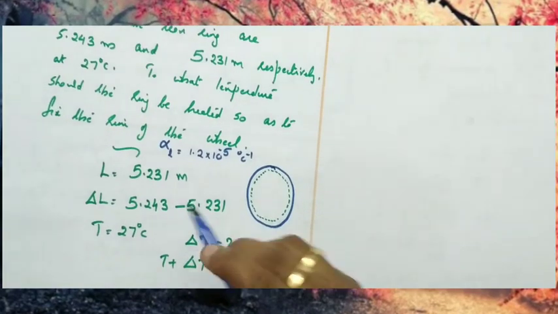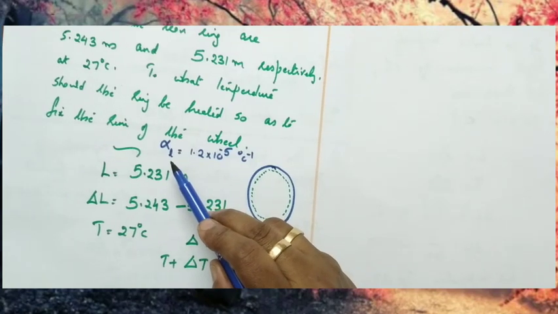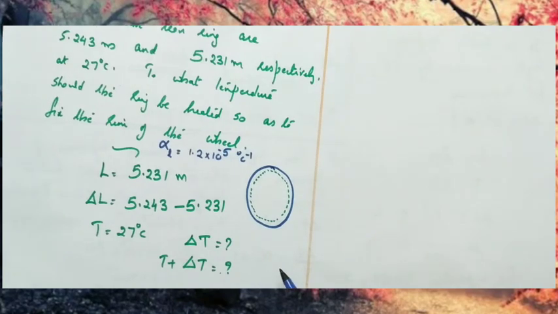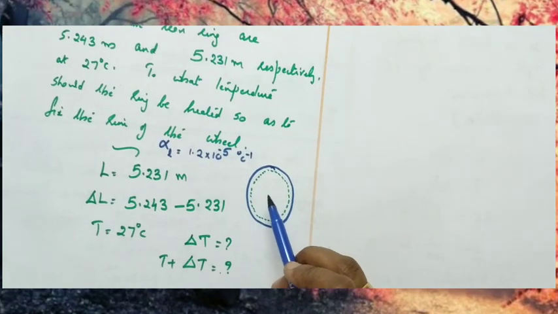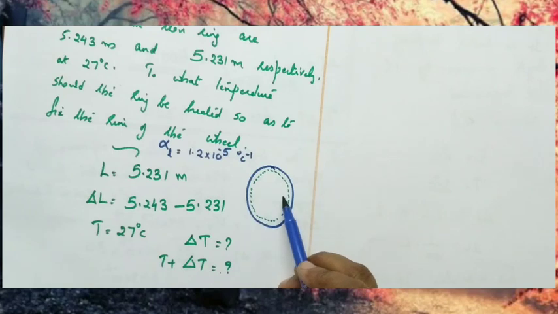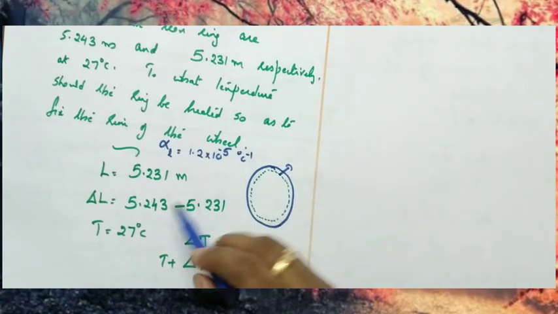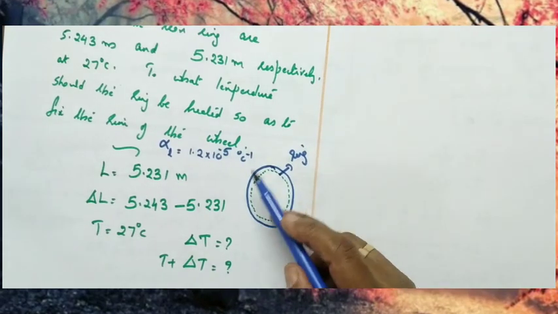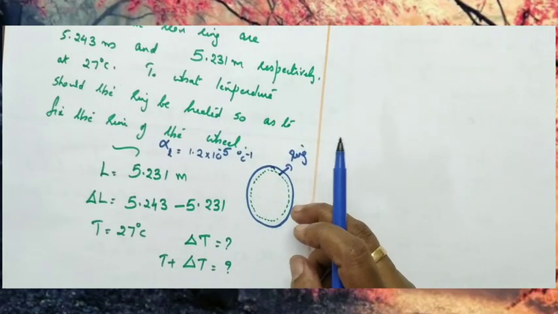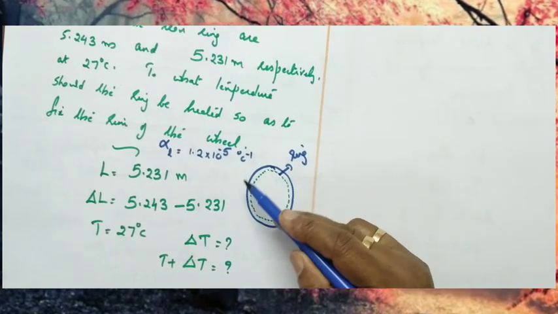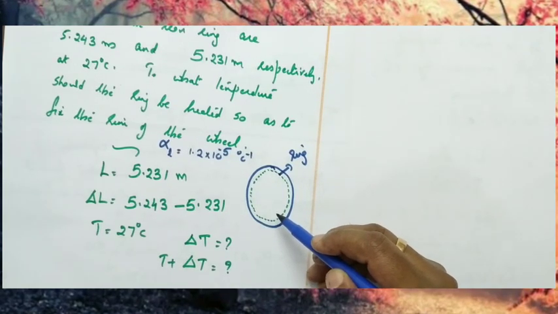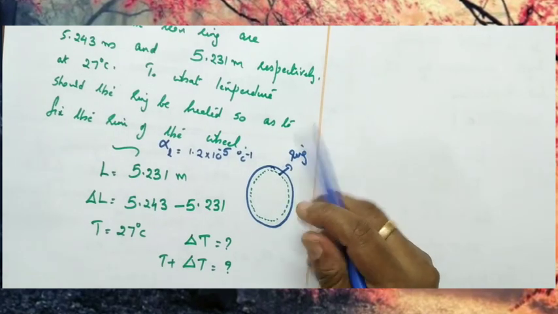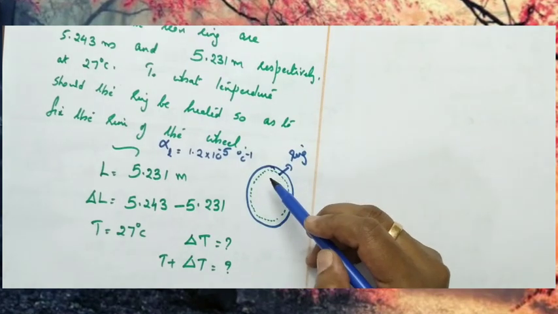Here in the question, the coefficient of linear expansion is given. For iron, it is 1.2 into 10 raised to minus 5 per degree Celsius. Here, the initial diameter of the iron ring is 5.231. What happens when it is heated? This iron ring, if it is heated, expands and tightly fixes the rim of the wooden wheel. So that is the process of tightening the wheels of the bullock cart. If the ring is heated, it expands and is tightly fixed with the wooden wheel.